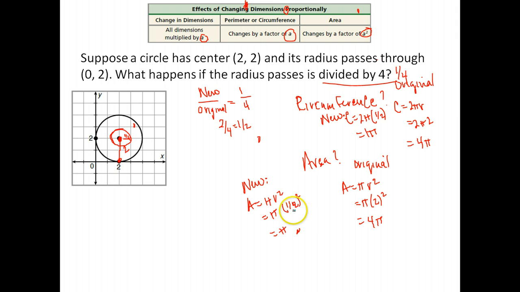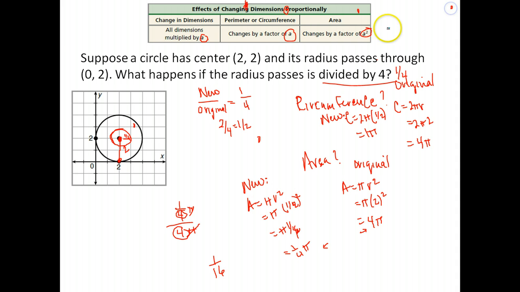1/2 times 1/2 gives us a 4th. So we go from 4 pi to now 1/4 pi. Again, to do that, you take the new divided by the original, so the new area is 1/4 pi. The old area is 4 pi. And what happens here is we get 4 times 4 in the bottom. It's 1/16 its original value.